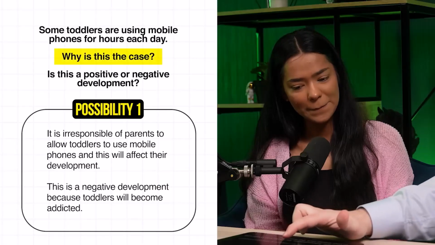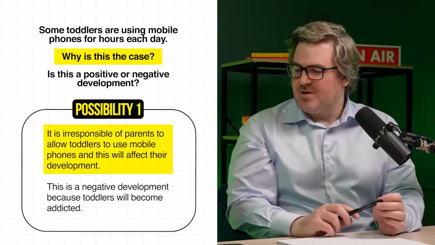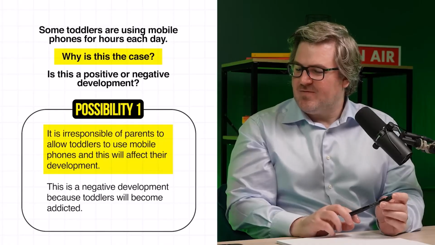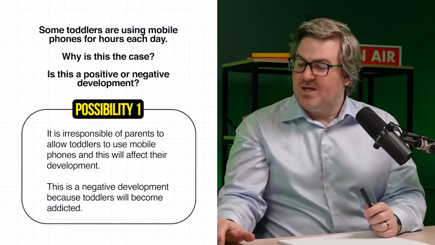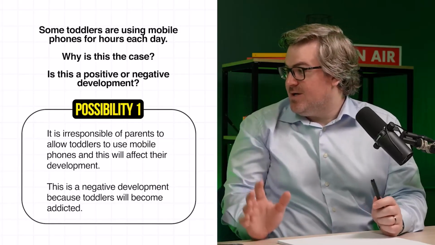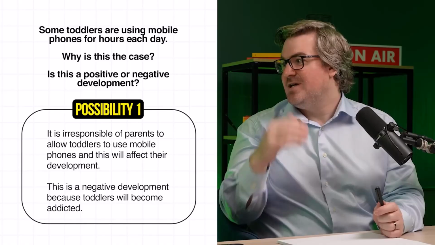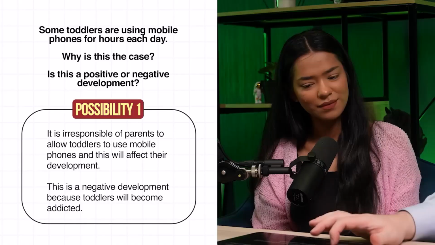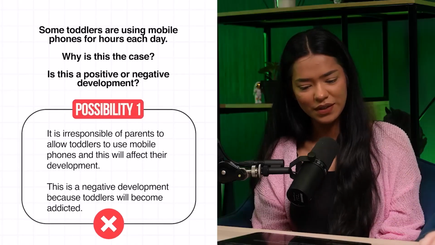So let's take each question. So there's 2 different questions. Why is this the case? It is irresponsible of parents to allow toddlers to use mobile phones, and this will affect their development. Does that say why this is the case? It doesn't. So is it a good idea? No. It's not actually answering the question. So what it is asking you to do, your job in IELTS Writing Task 2, your number 1 job is to answer the question. That one just doesn't answer the question at all.